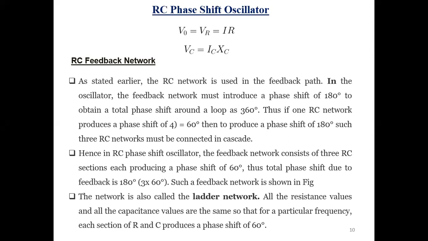Such a feedback network is shown. The network is also called the ladder network. All the resistance values and all the capacitance values are the same, so that for a particular frequency, each section of R and C produces a phase shift of 60 degrees.